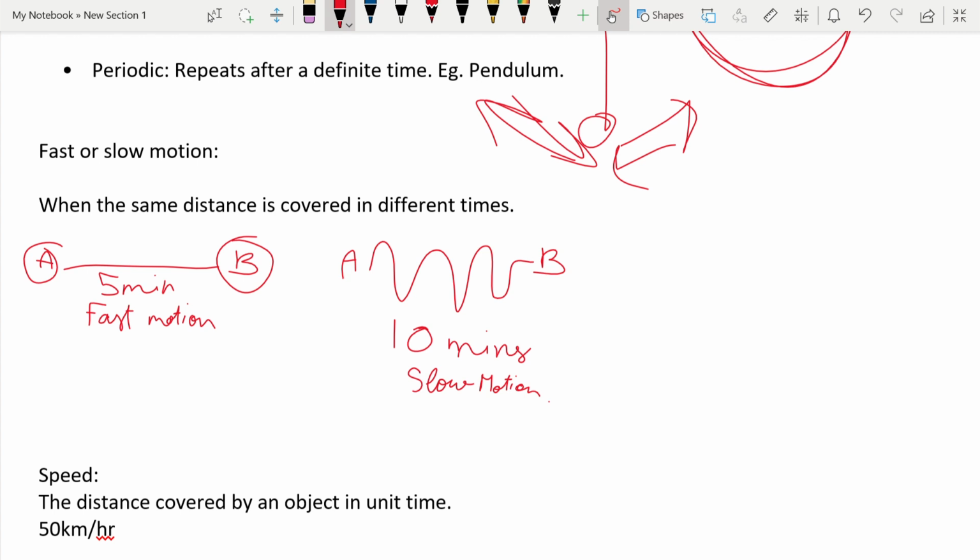But when you look at someone running from A to B really fast, but in a weird way, not in a straight path, so they took 10 minutes. Now, which is faster? The slow walking person. Why? Because the slow walking person still covered the same distance, from point A to B, but in less time. But this one took a lot of time, right? So that's the difference between fast or slow motion.